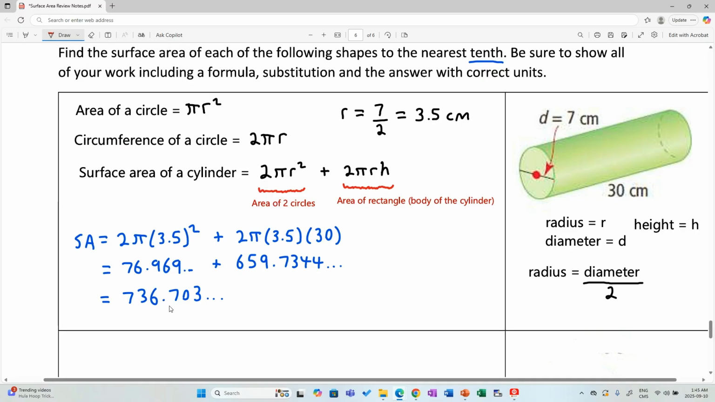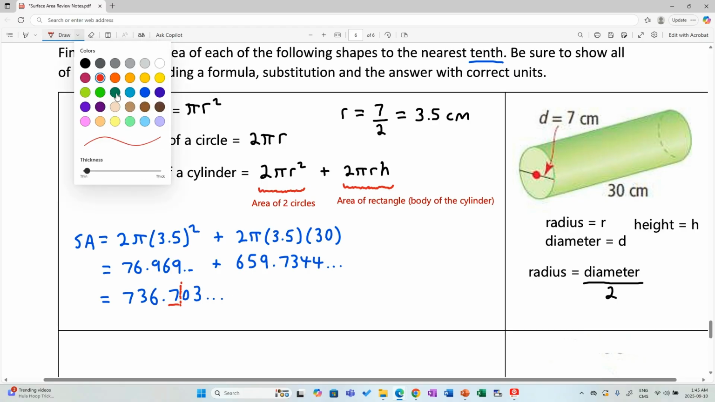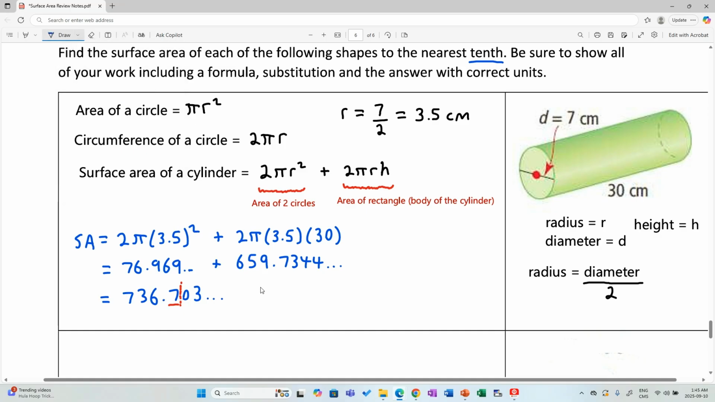So the tenths place is right here. I identify the tenths place. I'm now going to make a small cut between the tenths and the hundredths place. Now I look at my value in the hundredths place. If this value in the hundredths place is 5 or greater, I would round the 7 up. Since the value is not 5 or greater, I simply round the 7 down by making every value past this line here 0. Hence, my final answer is going to be 736.7, and that's rounded, centimeters squared.